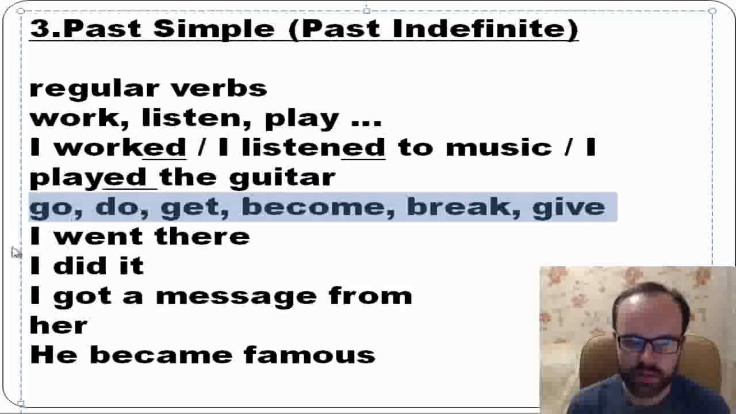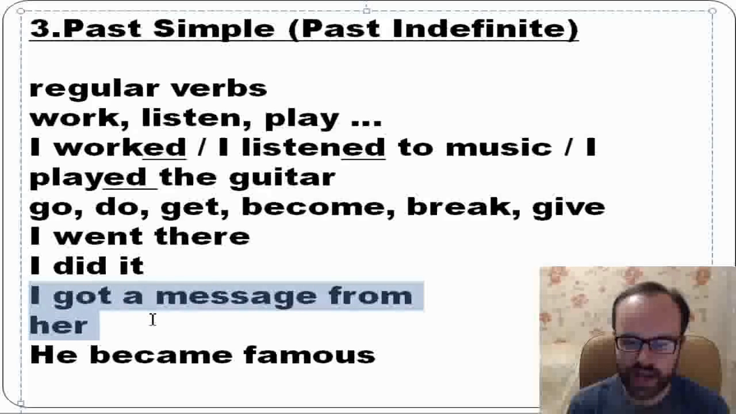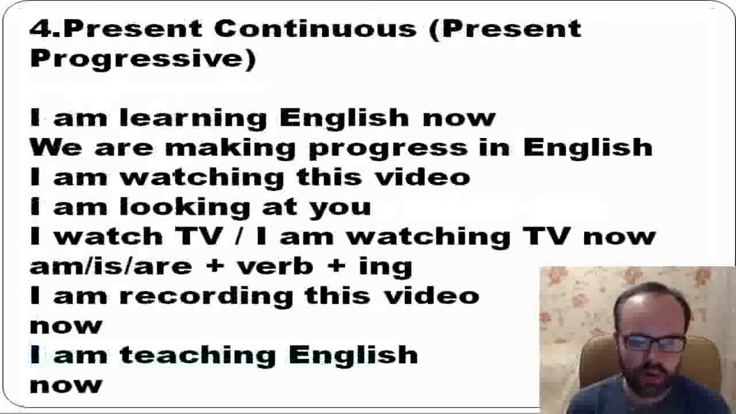know their forms. Look, I went there, so go, went, gone. You need to know that went is a past form. So it's the second form. I went there. I did it, so do, did, done. I got a message from her, get, got. He became famous.